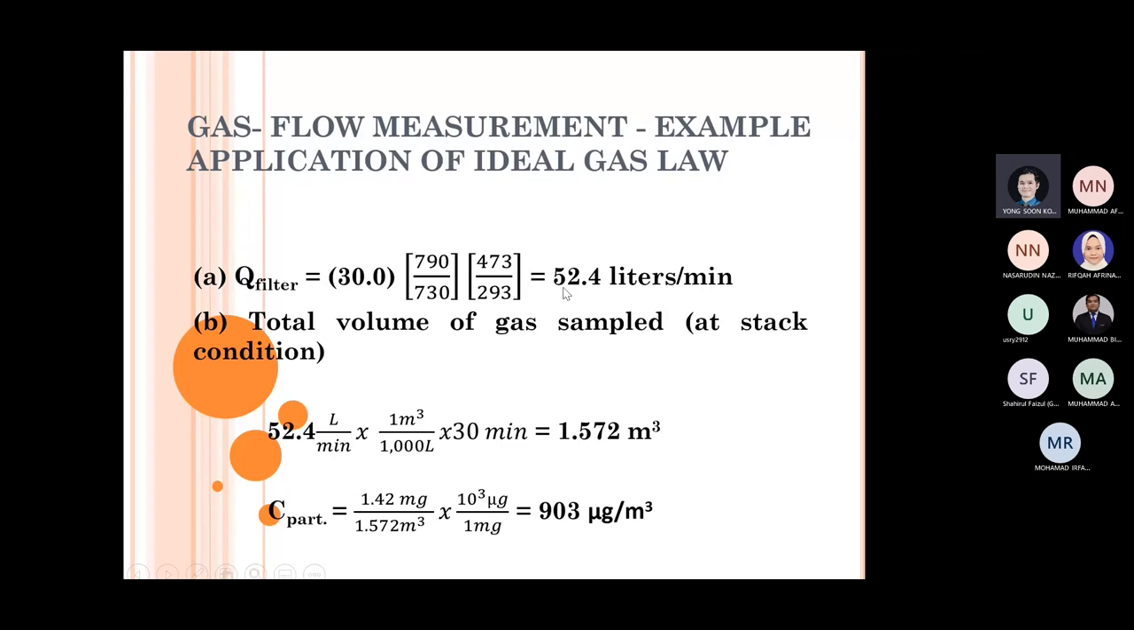So once this flow rate has been determined, you can use it to calculate the total volume of sample gas, as you can see right here. This flow rate is multiplied by the duration, the time. So you multiply by 30 minutes, but let's not forget this is in liters, and 1,000 liters is equivalent to 1 cubic meter. So this is a unit conversion. You cancel the L unit on top with the L unit below. So 52.4 divided by 1,000 multiplied by 30 minutes. There you go. You have 1.572 cubic meters.